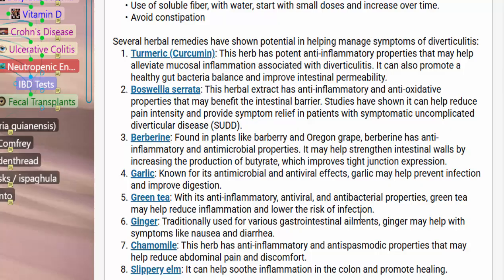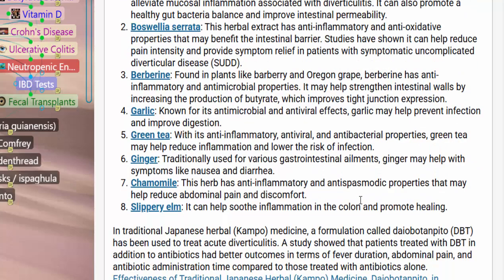Berberine, which is found in plants like barberry and Oregon grape, has anti-inflammatory and antimicrobial properties. It can strengthen intestinal walls by increasing the production of butyrate. That's one of our really essential short-chain fatty acids, which improves tight junction expression. Also garlic, known for its antimicrobial and antiviral effects. Garlic can help prevent infection and improve digestion. That's something you don't want to take every day, maybe 3 or 4 times a week.